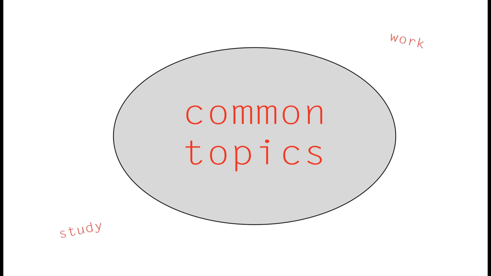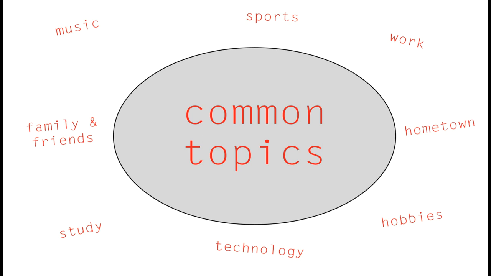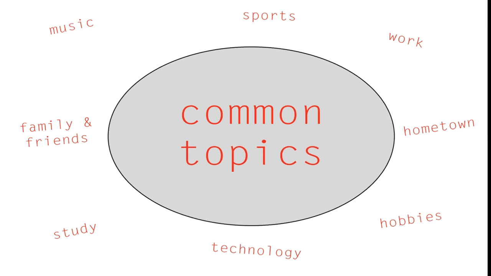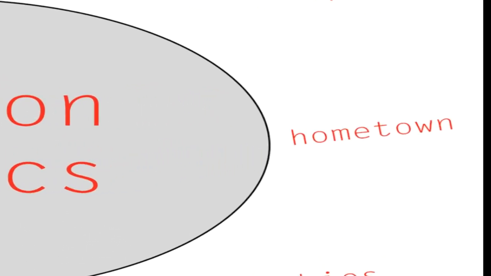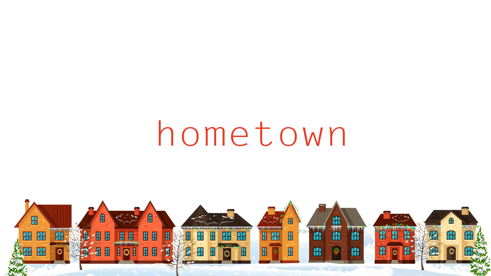Those common topics include work, study, hobbies, music, sports, technology, family and friends, and many more. One of the topics that frequently arises is that of hometown. Yes, it can appear in part one of the speaking test, but it could also appear in part two, requiring you to describe your hometown in some detail. Today I'm going to show you how to answer this question. I will give you some useful vocabulary and grammatical structures to help you talk about the place you come from.